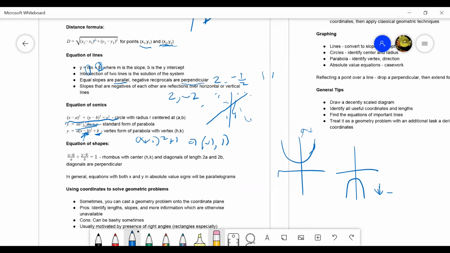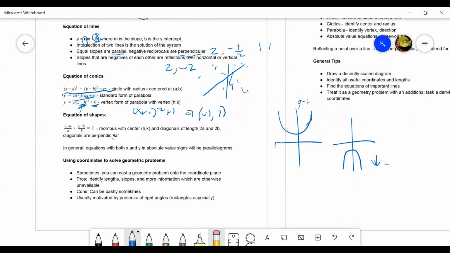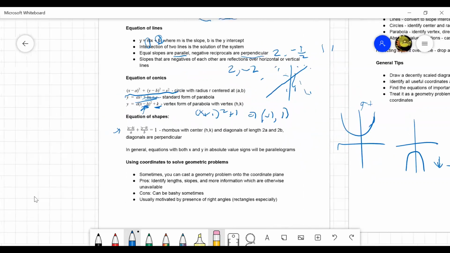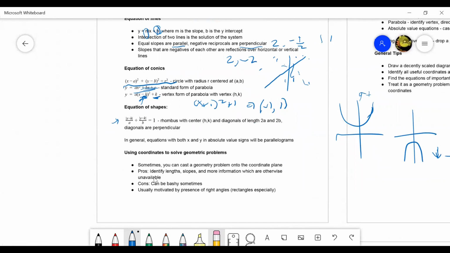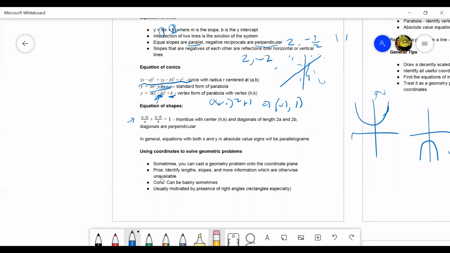So yeah, okay. The next type I want to talk about is absolute value equations, and the one that I listed here is an example of a rhombus. The description is a rhombus with center (h, k), diagonals of length 2a and 2b, and the diagonals are going to be perpendicular. The reason this is a rhombus is because each absolute value can be written as x minus h or h minus x, for example, depending on whether x is greater than h or x is less than h.